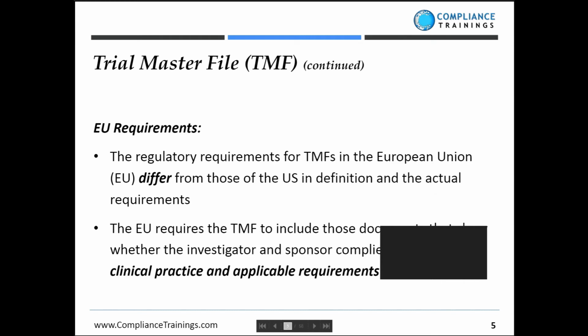In the European Union, the regulatory requirements for trial master files are different than what's defined in the US. The EU requires TMF to include those documents that show whether the investigator and the sponsor both complied with good clinical practice and applicable requirements.